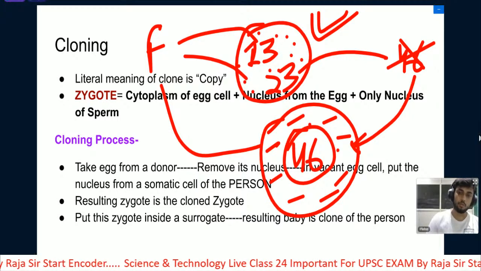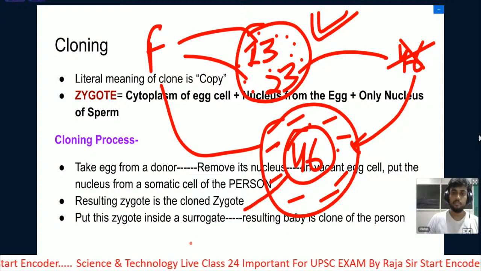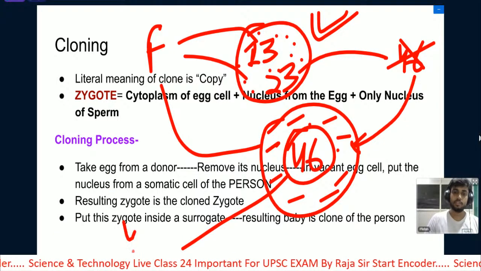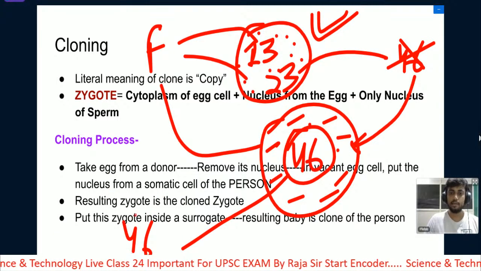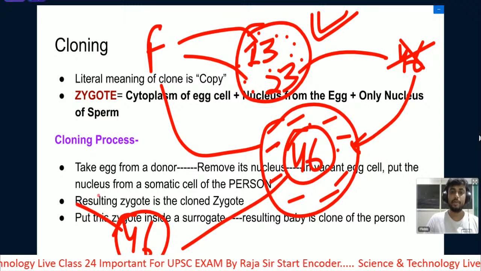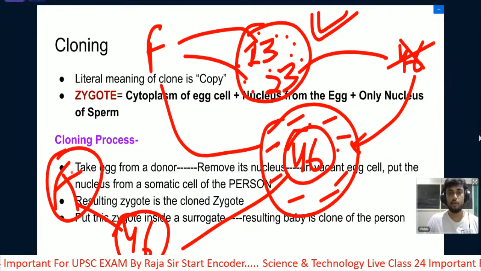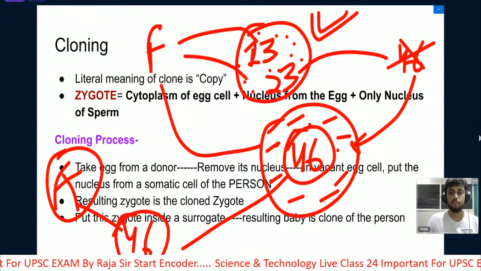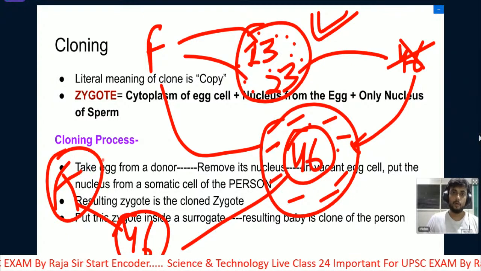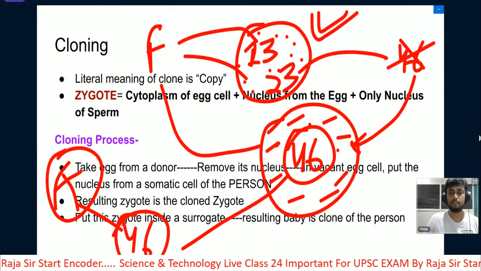These 46 chromosomes, we have taken from the normal body cell. So the genetic material is entirely the same. If we are making the clone of person A, then these 46 chromosomes have the genetic material of A.